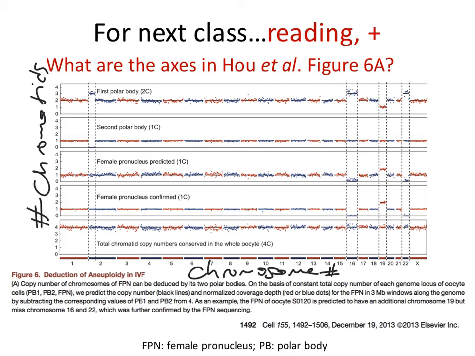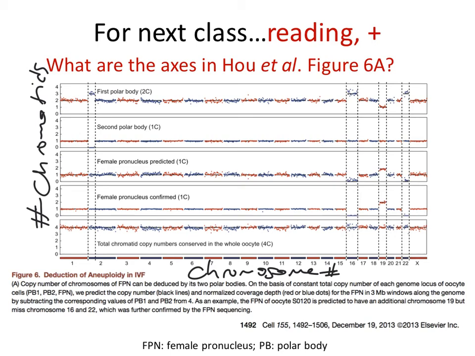What are the 5 different panels labeled? What's the top one? First polar body? So what sort of a cell are we looking at? We're looking at cells from a female or a male? Female, we're talking about meiosis in females. How many chromosomes is the first polar body supposed to have? 2, right? It's the first division of meiosis. You get one daughter cell that's got 2 chromosomes, the other one that's going to become the oocyte is also diploid. So this should have 2 copies of every chromosome, right? Where does it not have this?